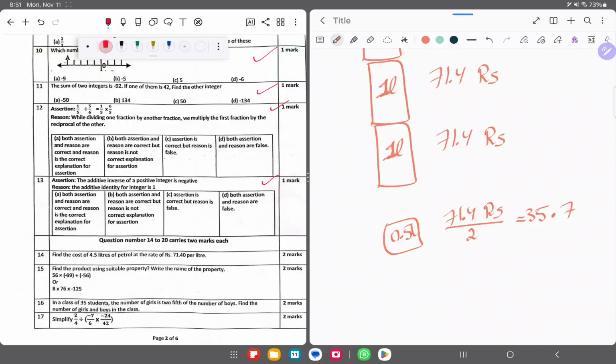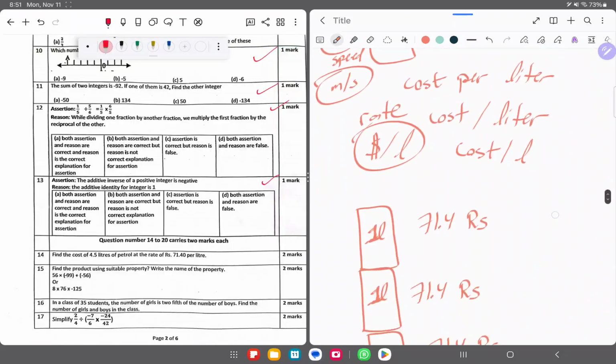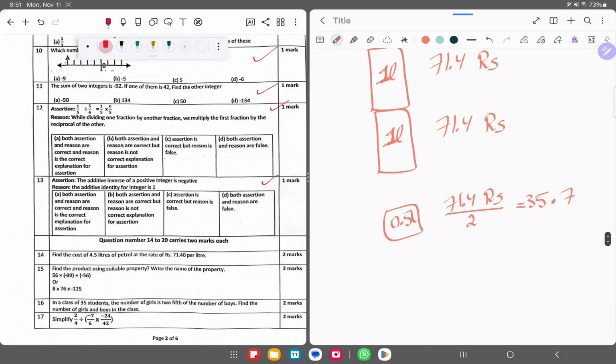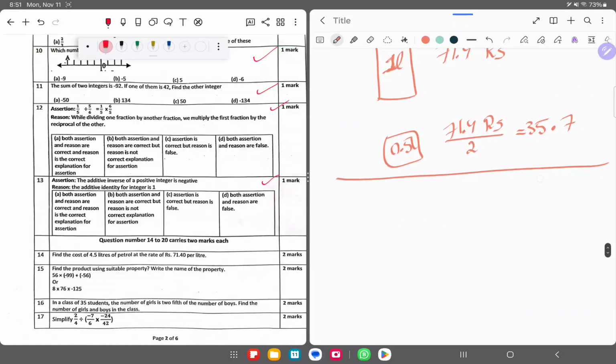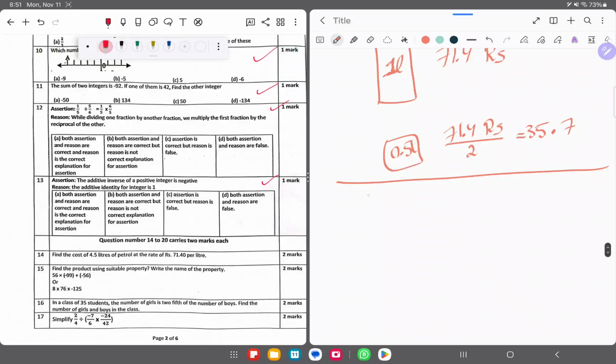And then the final answer. You get the final answer, which is going to be... So I didn't really have to do all of this above. I could have just done one simple thing. 71.4. What's the unit here? The unit here must be the same as the unit here.